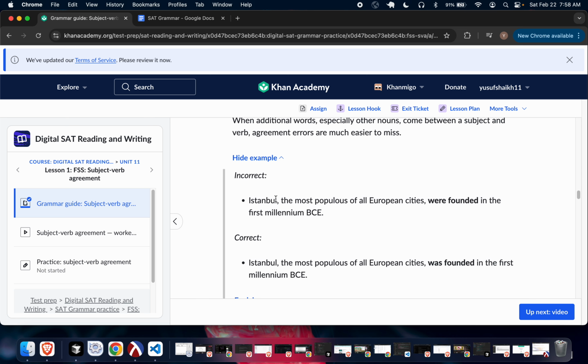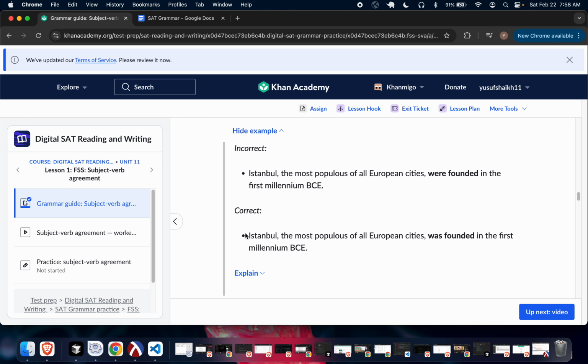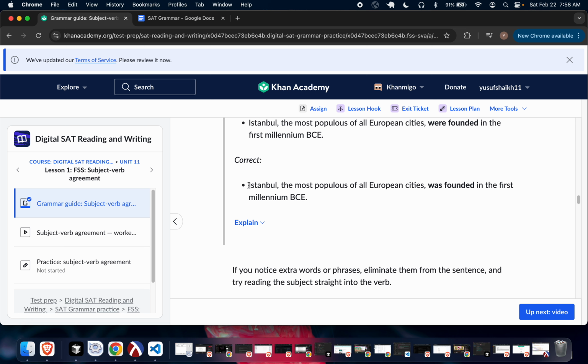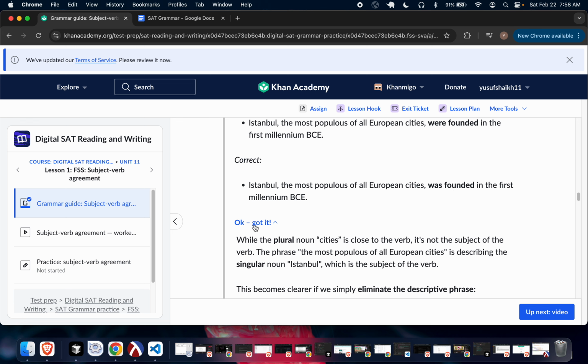So for example, notice how we have this sentence. It says, "Istanbul, the most populous of all European cities, were founded in the first millennium BCE." Notice how this part here is extra information, right? Istanbul is the subject, and "were founded" is the verb in this case. This is extra information in between the subject and the verb. Because of that, it makes it a little more difficult to spot the differences in agreement, right? This would be the correct form of the sentence: "Istanbul, the most populous of all European cities, was founded in the first millennium BCE."